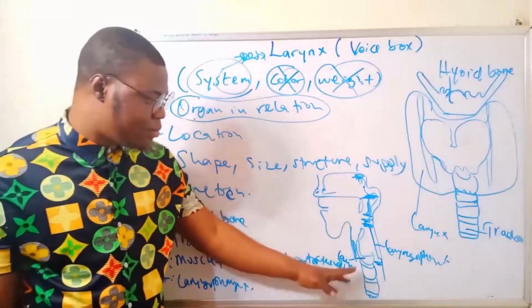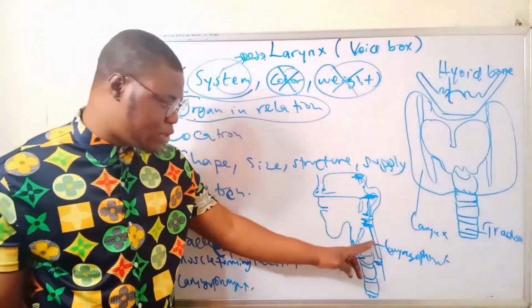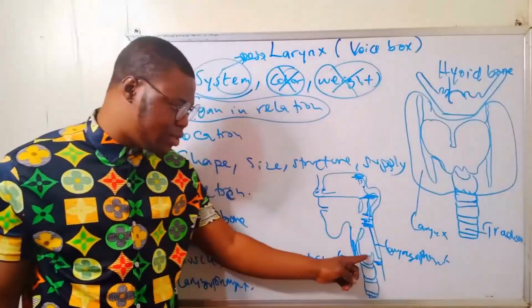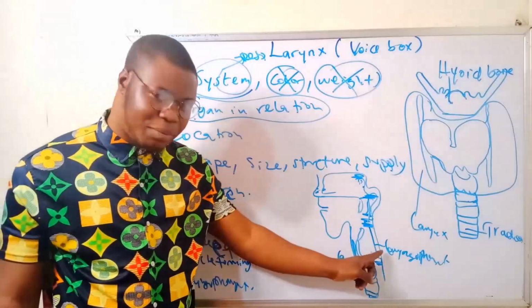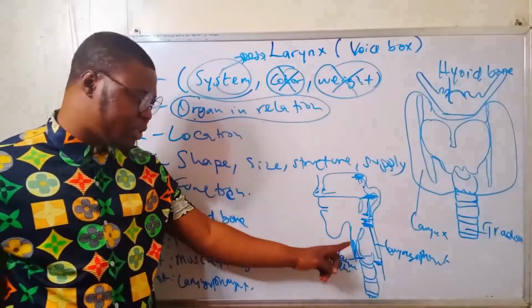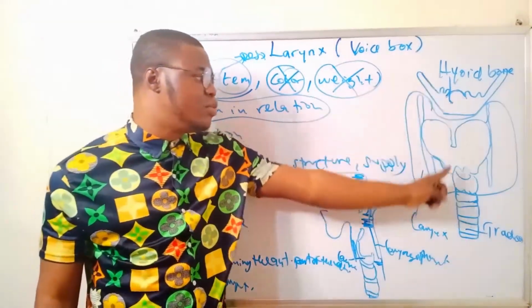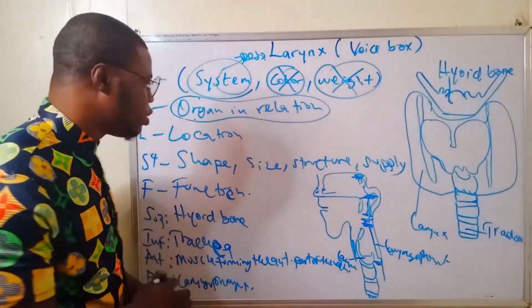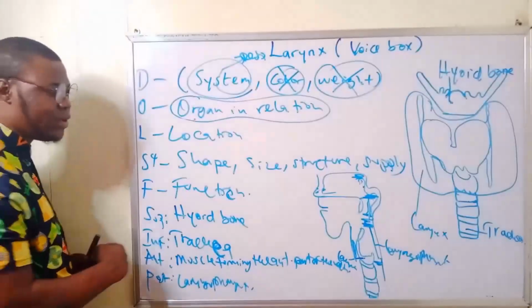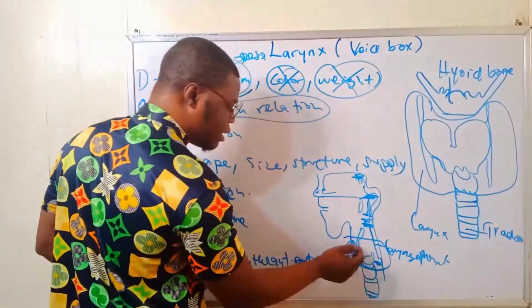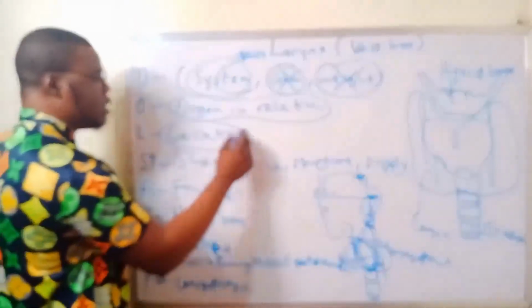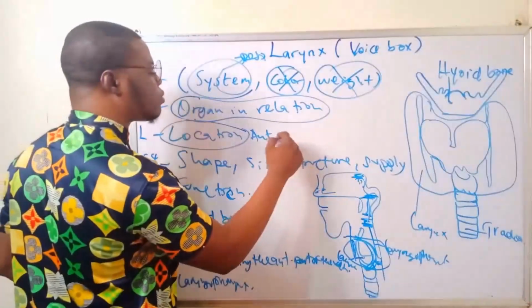So using this diagram, we already know that this is your pharynx at the posterior part. So we have the laryngopharynx, the part of the pharynx behind the larynx, which means behind the larynx we have that part. In front, we have the anterior part of the neck. Superiorly you have the hyoid bone, and inferiorly you have the trachea. As simple as that. Now, talking about the location, you've known that already from this diagram. It is located at the anterior part of the neck.